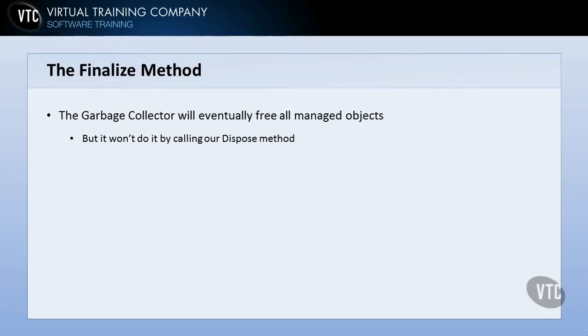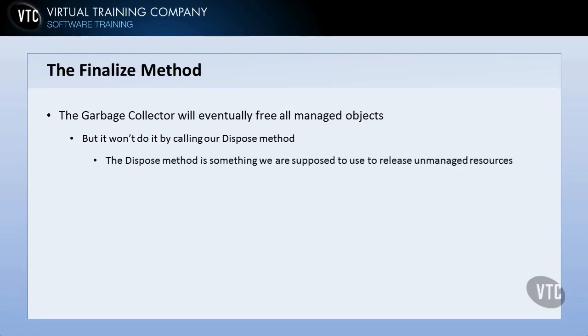Go back to the IDisposable interface. It has one method that we have to implement, the Dispose method. But that is something that the consumer of our class that's creating objects is supposed to call, and the Dispose method is something that we're supposed to use to release unmanaged resources. The garbage collector is not interested in our Dispose method.